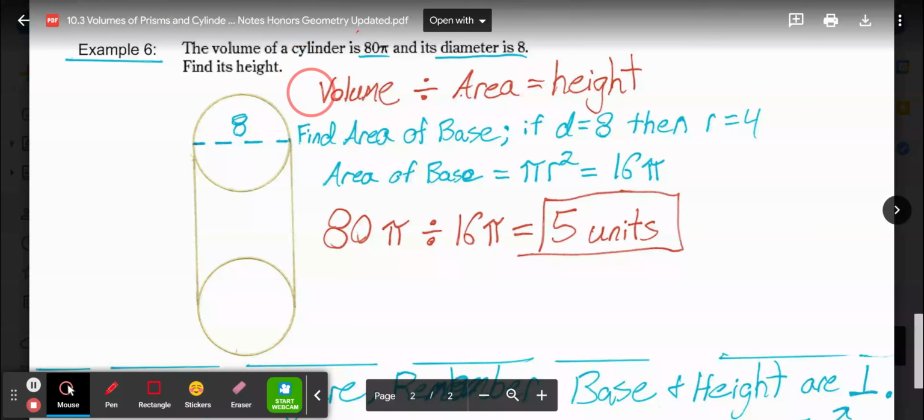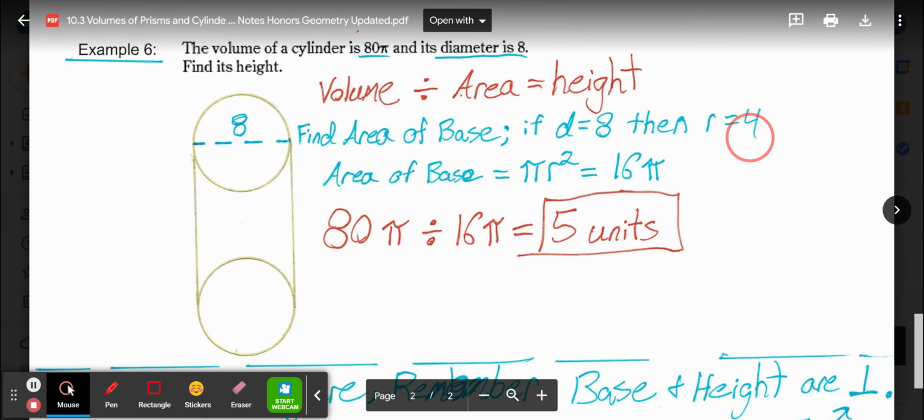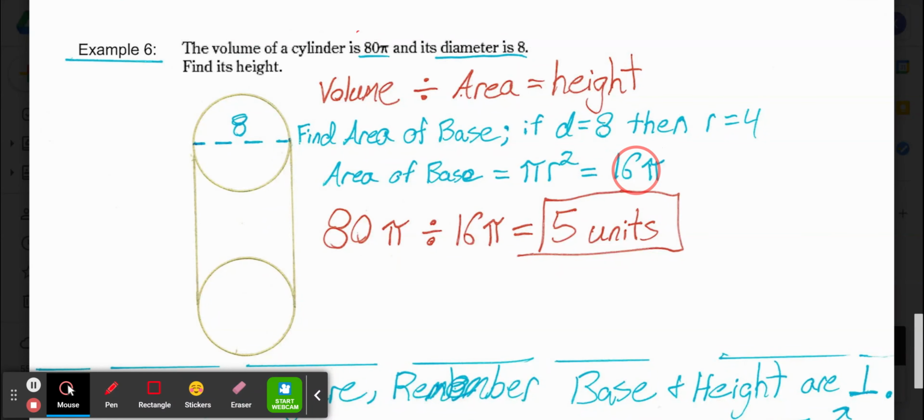And I also know if I want to get the height, I need to do volume divided by the area of the base, and that'll give me the height. So first need to find that area of the base shape. So we know it's a circle. Area is pi r squared. Radius is 4, so 4 squared being 16. So the area of our base is 16 pi. So we take our 80 pi for the volume, divided by our 16 pi, telling us the height of the cylinder is 5 units.